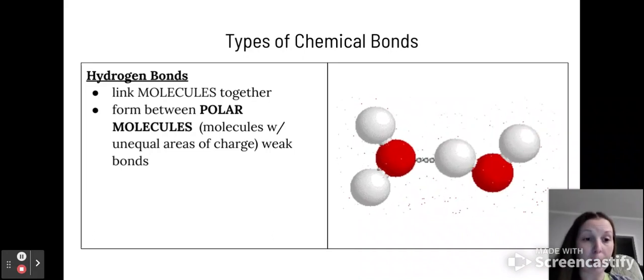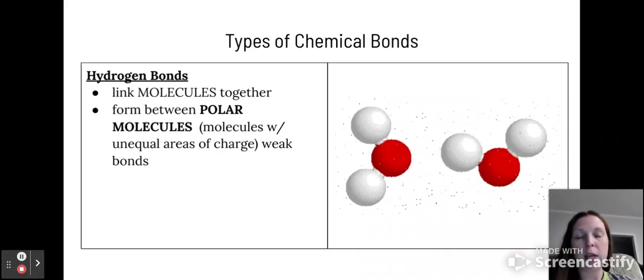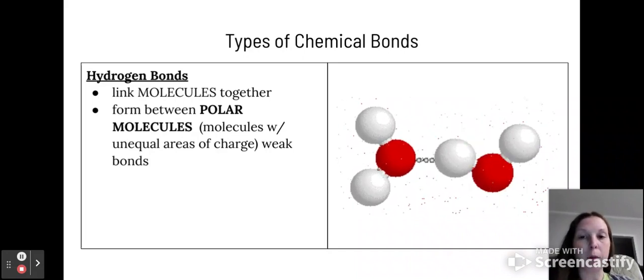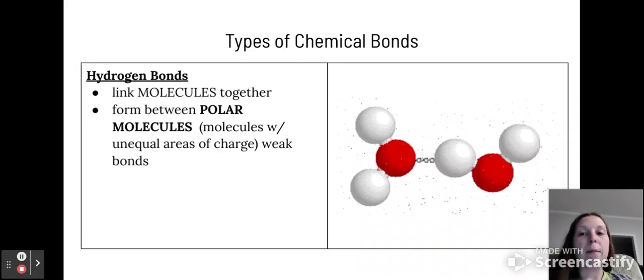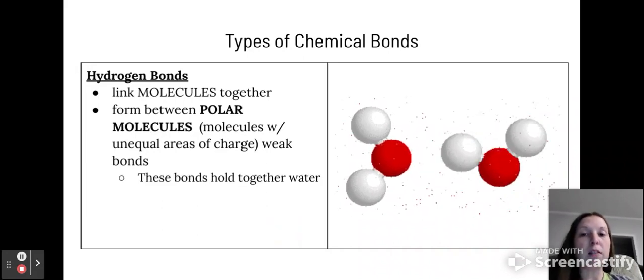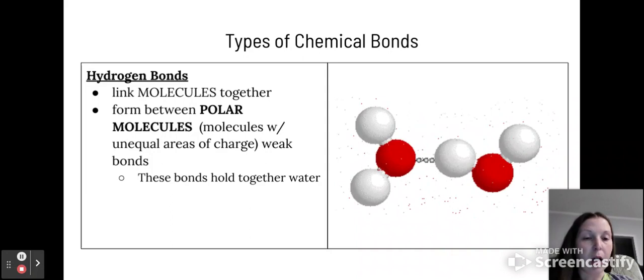It's weaker than any bond, but it is our strongest intermolecular force. This will only occur between polar molecules, and there has to obviously be a hydrogen present in that molecule. And these are, like I said, weak bonds. These bonds hold water together, which is why it gives it some of the properties that it has.